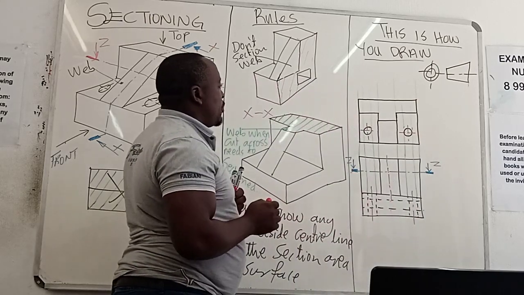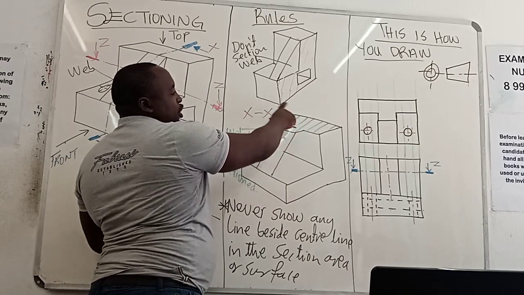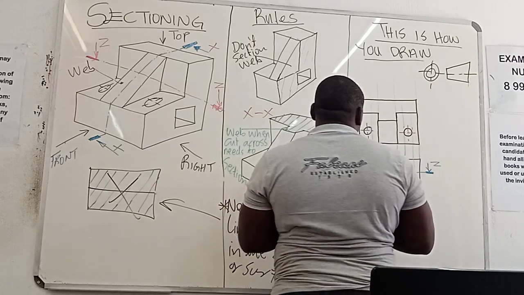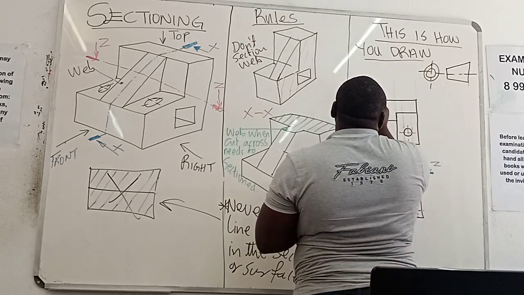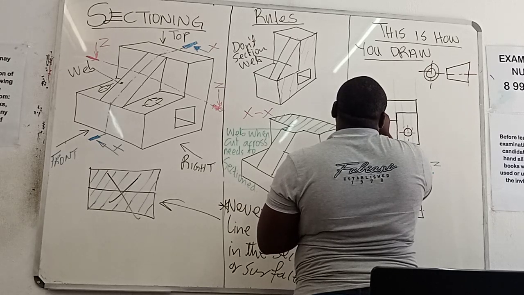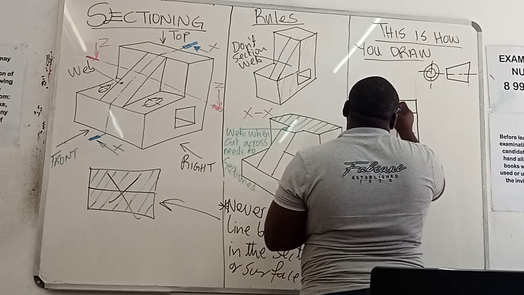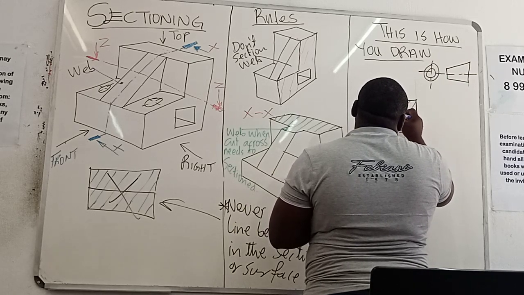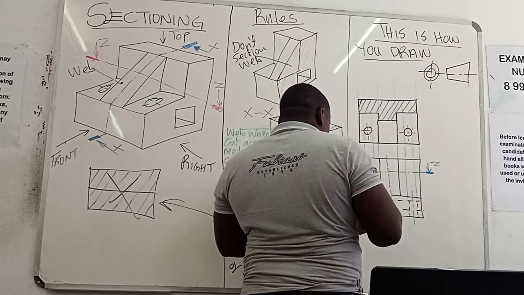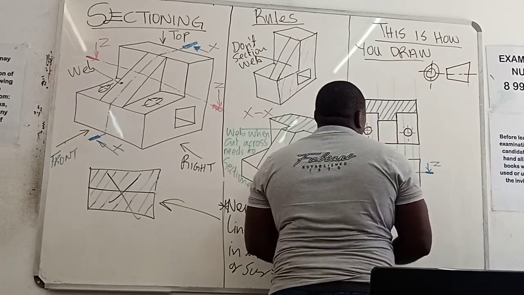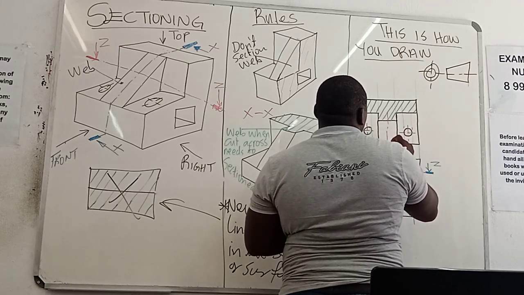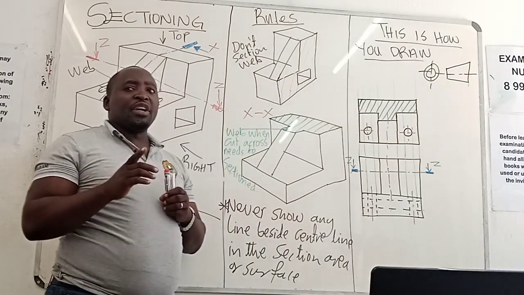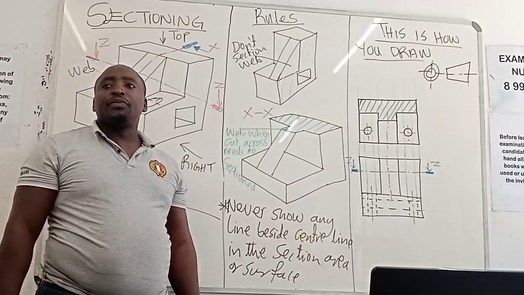Okay, so that's the top view. Now it is section. Can you see that section there? I need to show it. You show the section and the center to show that this is the web. It must be shown. Any questions so far before we go to the right view?